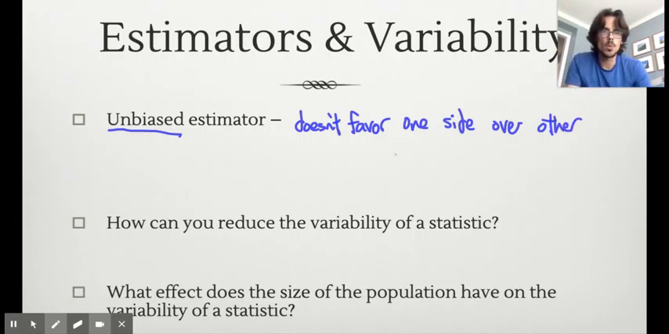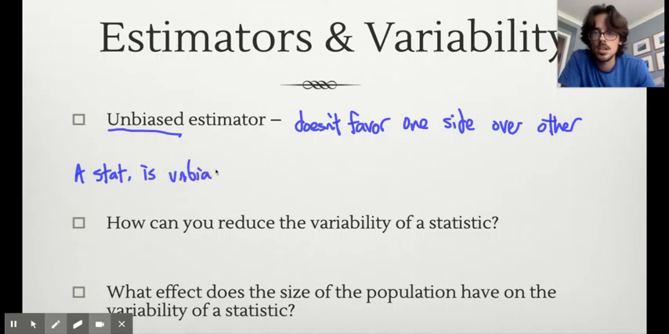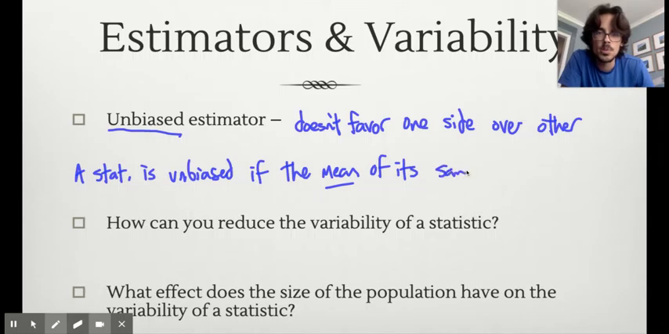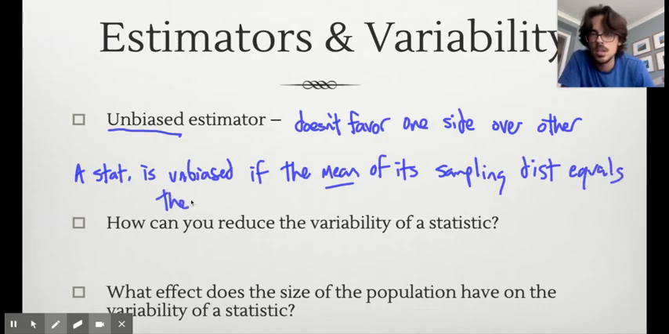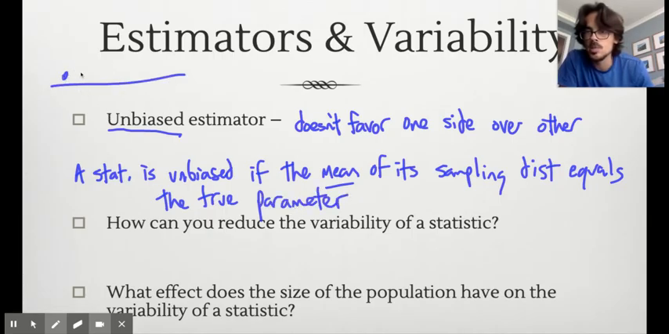What the book will tell you is that an unbiased estimator, a statistic, is unbiased if the mean, I'm going to underline mean, if the mean of its sampling distribution equals the true parameter. So my dots are gone from that last page, but we had those 6 dots.